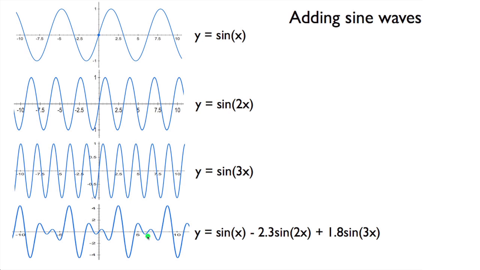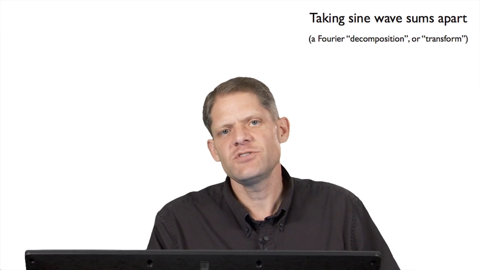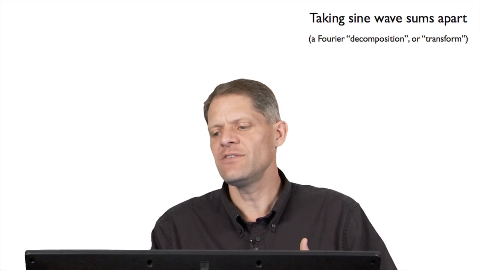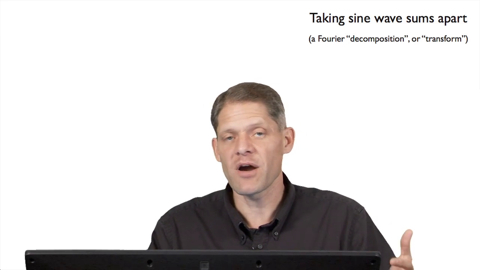Doesn't look like a simple sine wave at all. It's more complicated. And yet it oscillates here. And you notice that this also has a period. Namely, this pattern that it goes through is exactly repeated. And that period is just the same as the period of this longest wave that's embedded into it. And so this is adding sine waves. Pretty simple. Now let's do the opposite, which is taking sine wave sums apart.